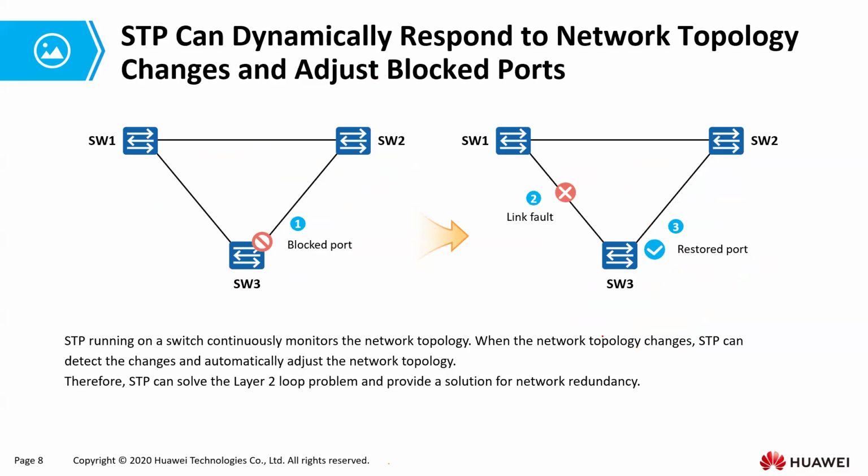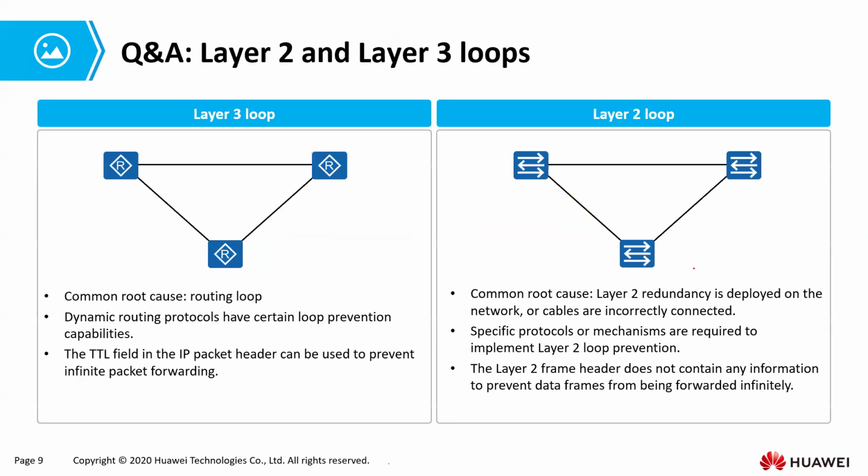STP can dynamically respond to network topology changes and adjust blocked ports. I think that is basically what we were discussing. So in this case, we have a blocked port. If we have a link fault, the blocked port is restored. Why? So that our network keeps working. So in summary, STP can adjust to network changes.